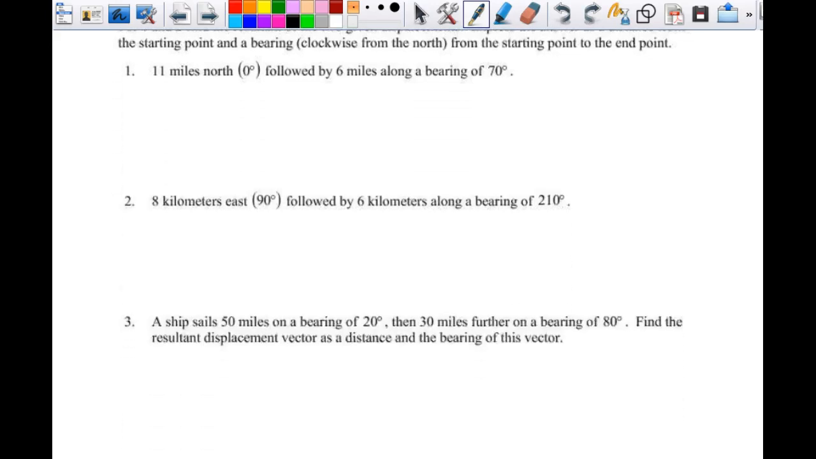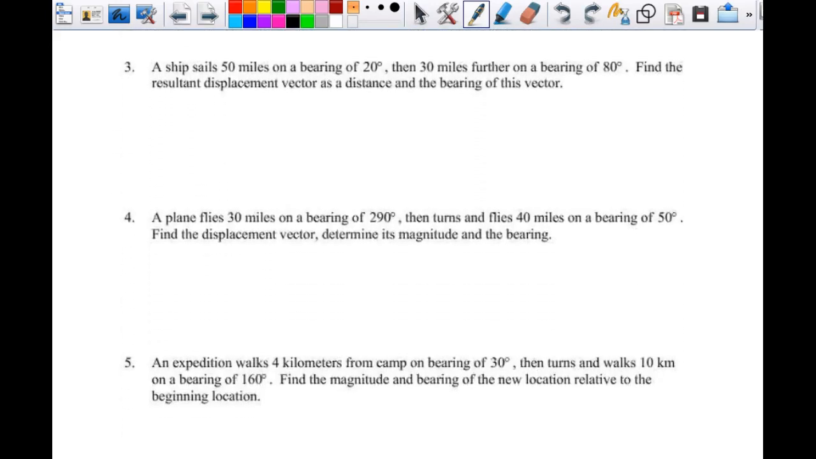So we are going to do number 3 together. Okay, we'll just jump to number 3. It says, a ship sails 50 miles on a bearing of 20 degrees, then 30 miles further on a bearing of 80 degrees. Find the resultant displacement vector as a distance and the bearing of this vector.